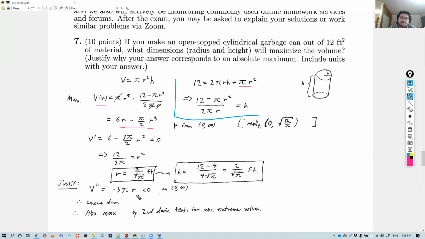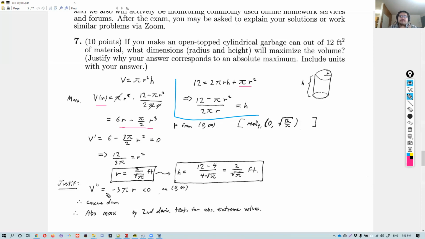And you can immediately conclude that this is going to be negative since r is a positive value. The value for r is going to be some positive number from 0 to infinity, so this expression is always going to be negative for the possible values of r.